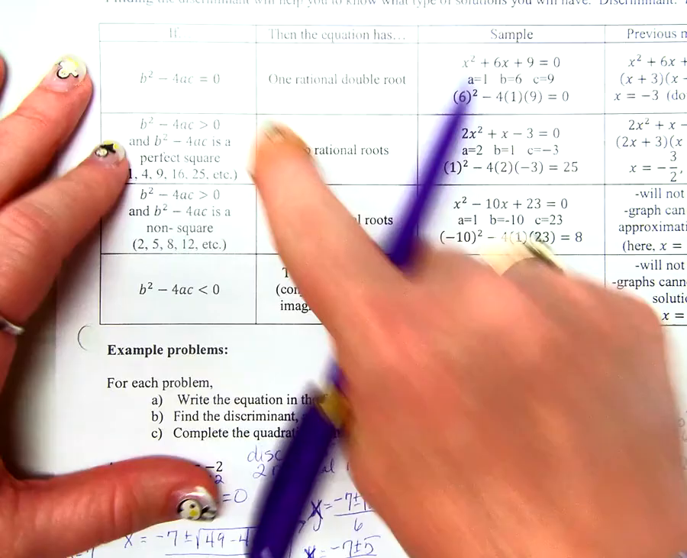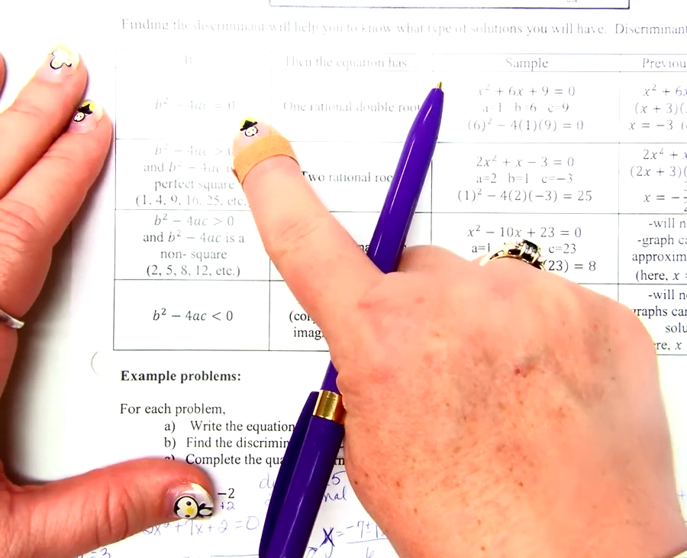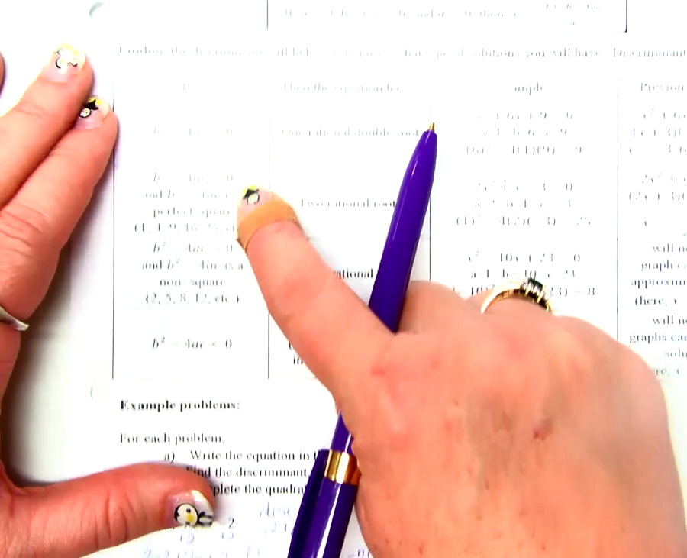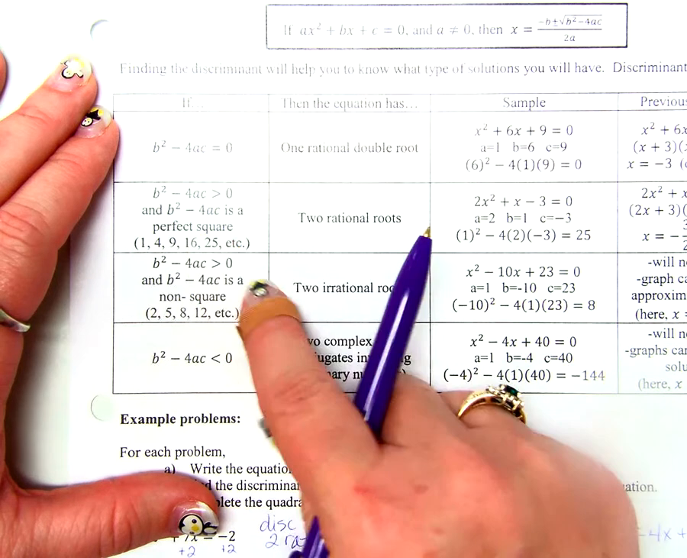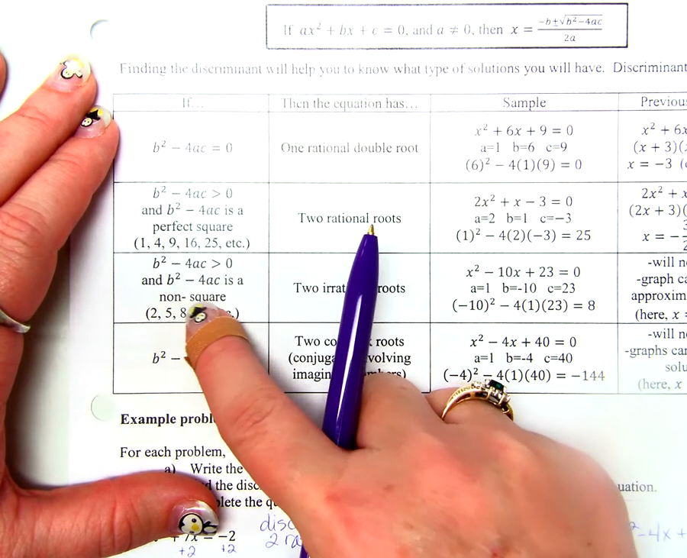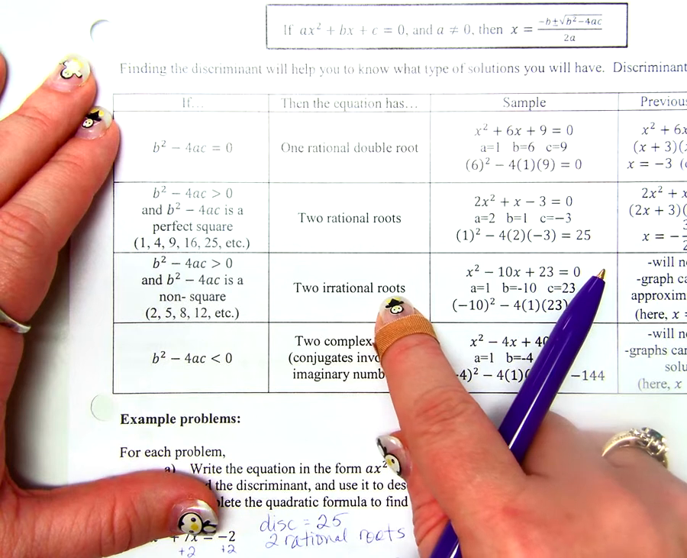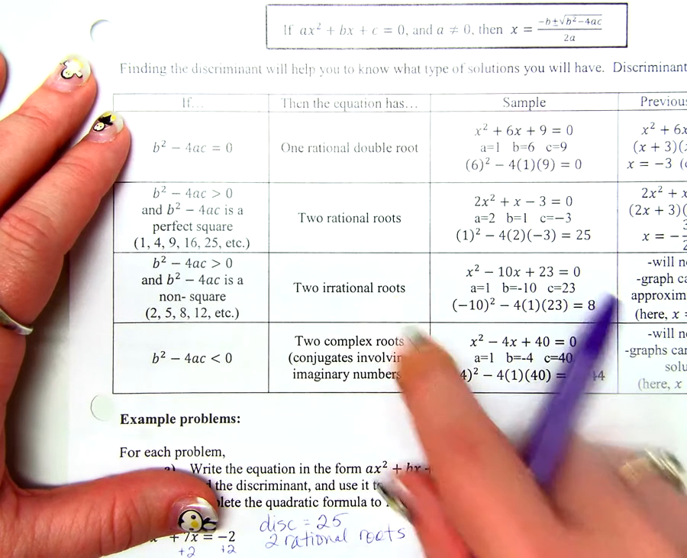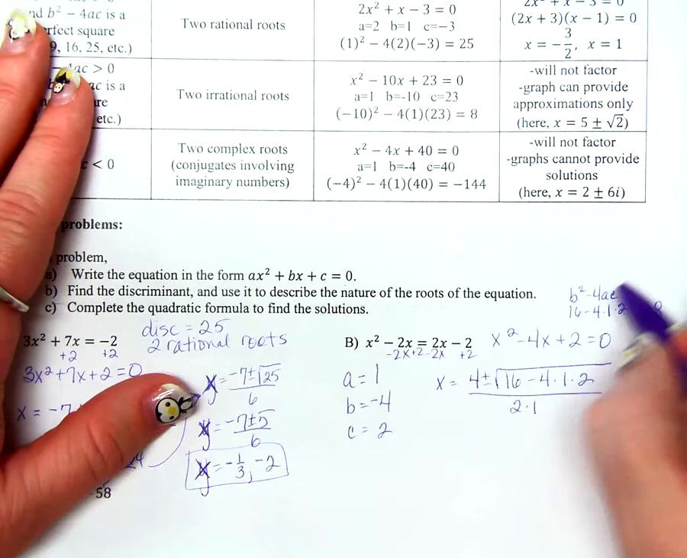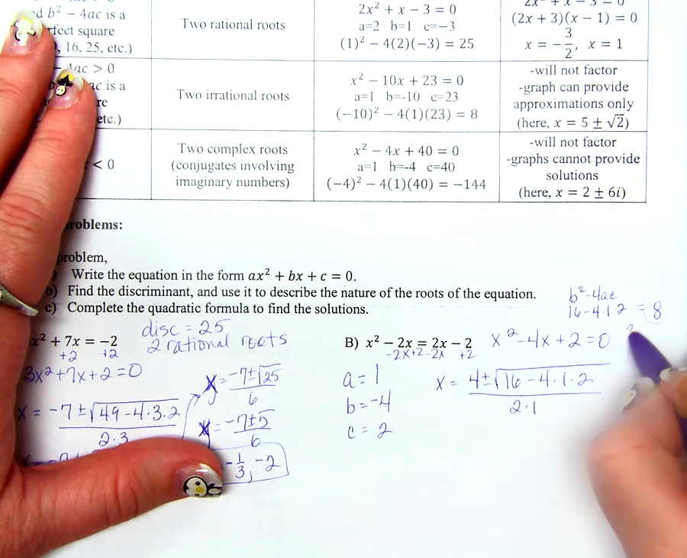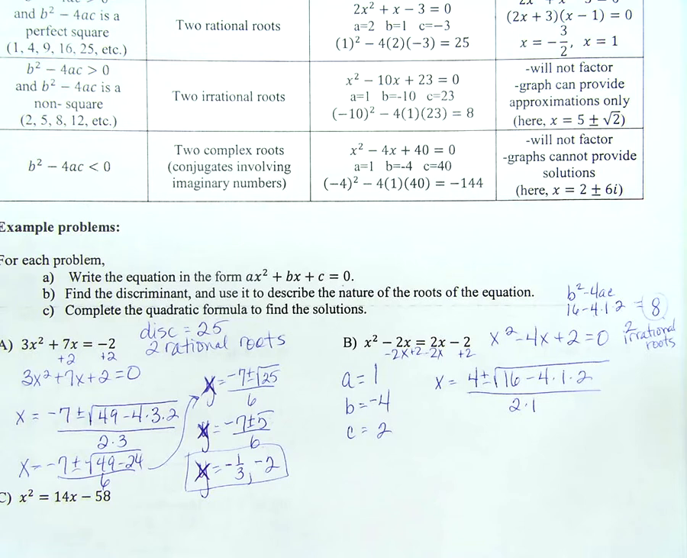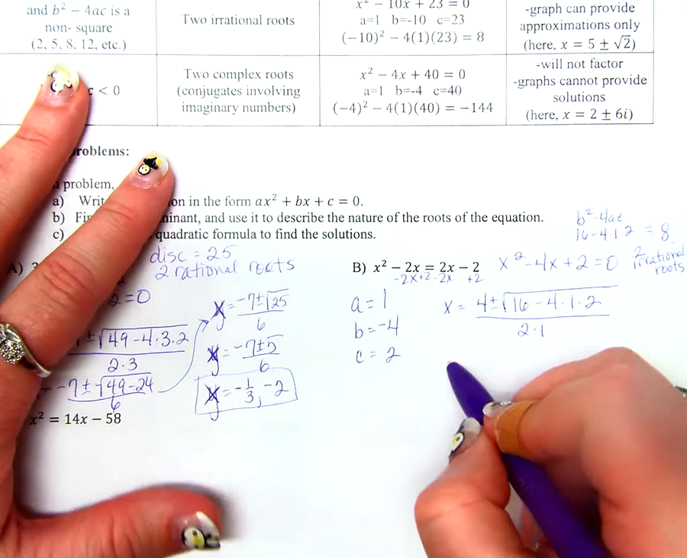8. Is it equal to 0? Is it greater than 0? But is it a perfect square? Okay, is it greater than 0 and not a square? So we're going to end up with 2 irrational roots. Okay? So 8 is the number, 2 irrational roots.